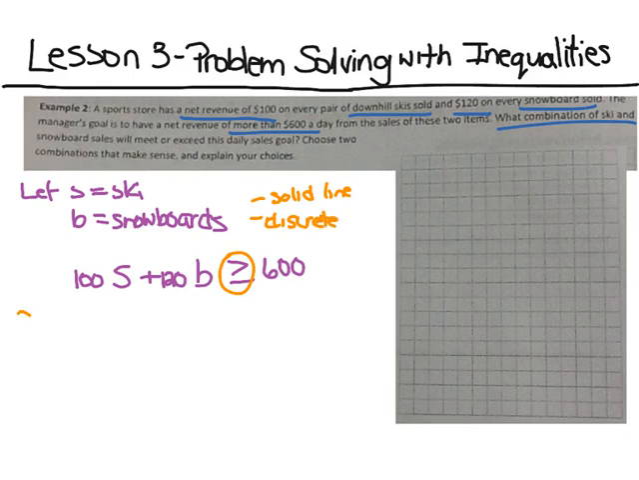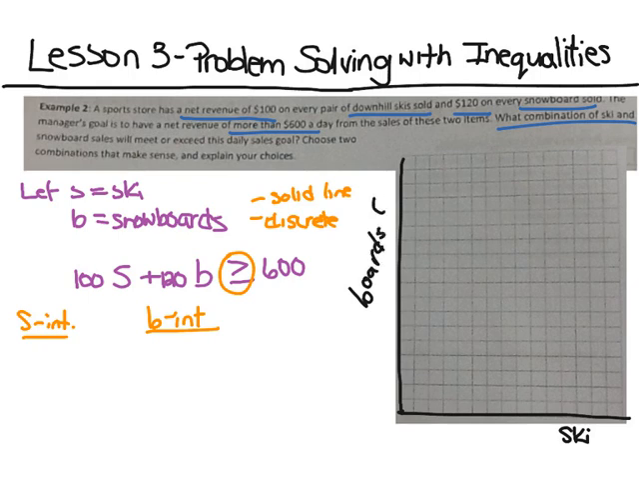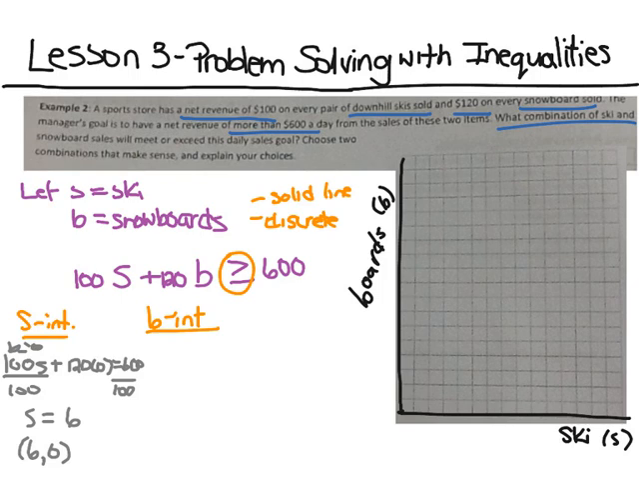So we are going to find our s-intercept and our b-intercept. And let's label our x-axis, our skis, and our y-axis, our boards. So when we have an s-intercept, we know that b is going to be equal to 0. So 100s plus 120 times 0 is equal to 600. Divide by 100, and we have s is equal to 6. So we will have a point at 6, 0. So let's plot that in. 1, 2, 3, 4, 5, 6, right there.